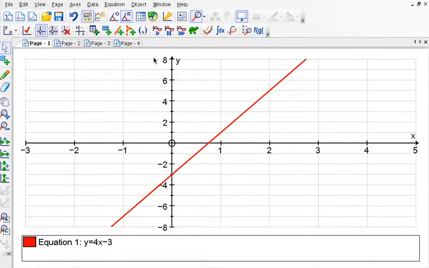This is a video to explain about functions with inverses, functions without inverses, and relationships. So you should be familiar with the terms domain and range and functions by now. So here I've got a graph of y equals 4x minus 3.